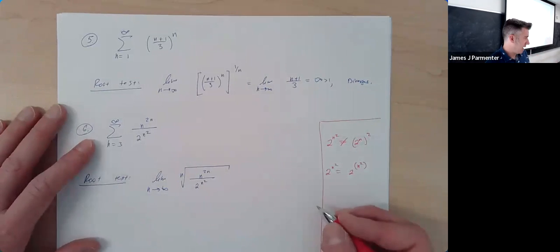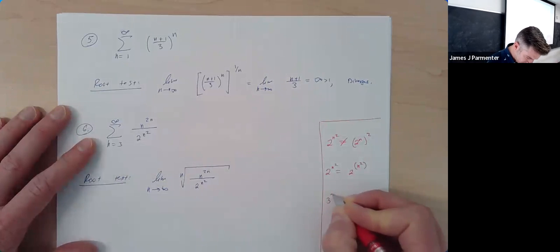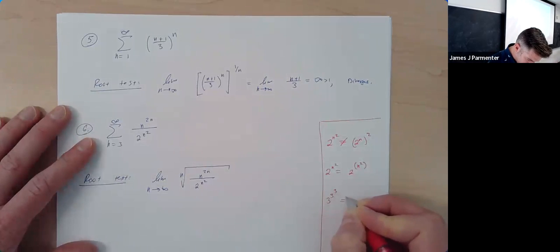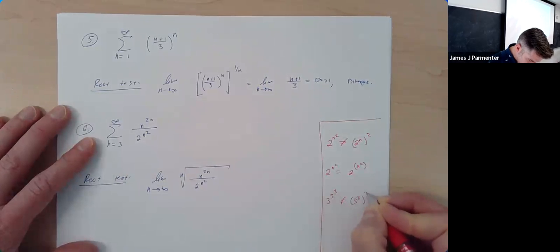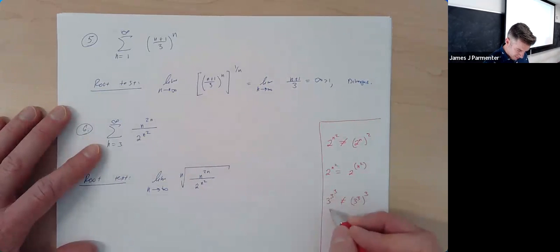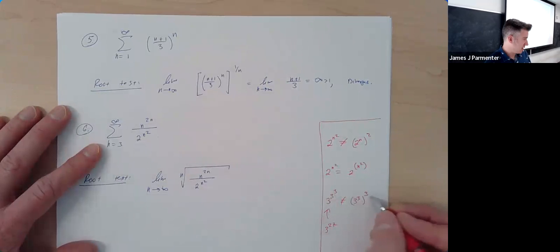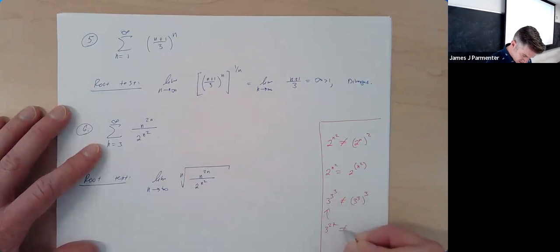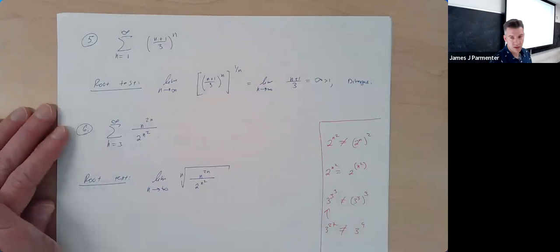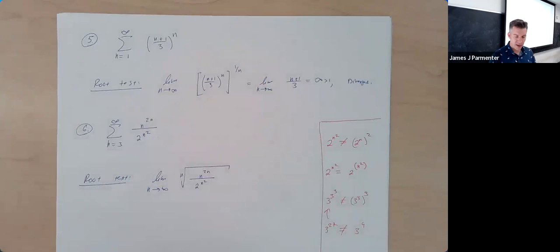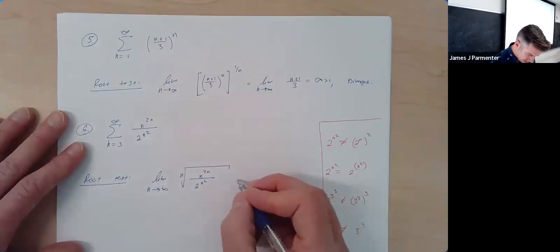The one I always keep in mind is that 3 to the 3 to the 3 is not equal to 3 to the 3 to the 3. This first one is 3 to the 27th power. The second one is 3 to the 9th power. So just be a little careful, powers to powers can be a little bit dicey. So let's see what we've got here.